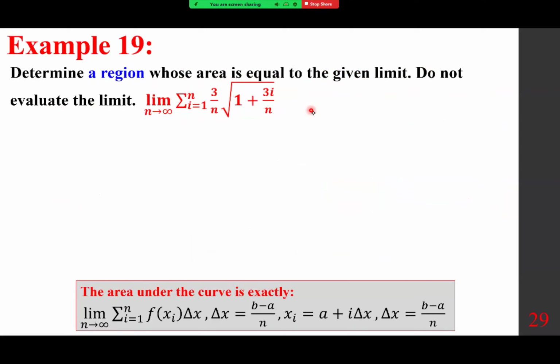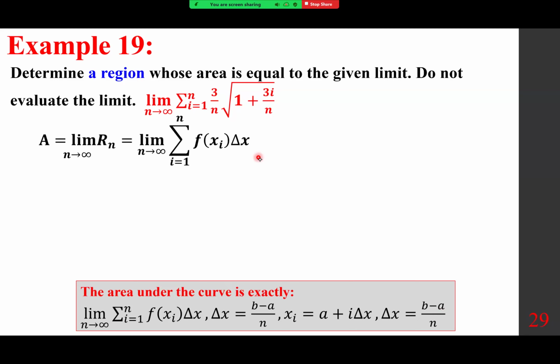So this is in essence the reverse process of the previous example. We are given this, and we need to go through this process to find the function and the limits a and b in essence. Okay, so we're going to repeat this as before. We're going to write A is the limit of R sub n as n goes to infinity. It's equal to that, and we're going to compare and contrast to figure out everything we need.